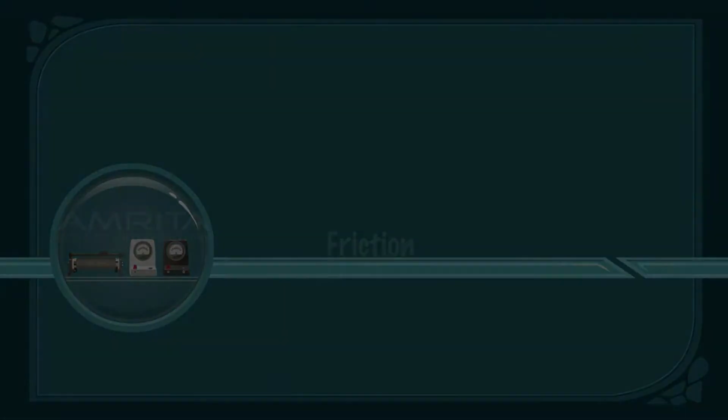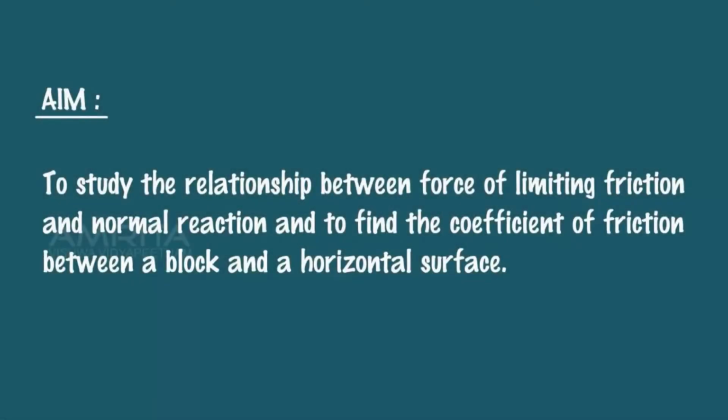Friction. Aim: to study the relationship between force of limiting friction and normal reaction and to find the coefficient of friction between a block and a horizontal surface.